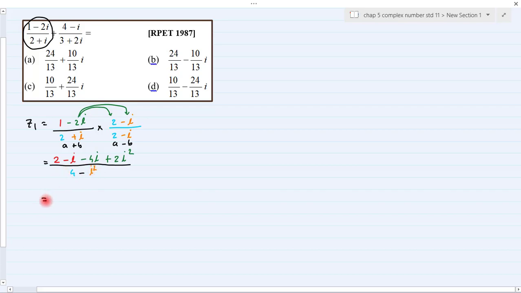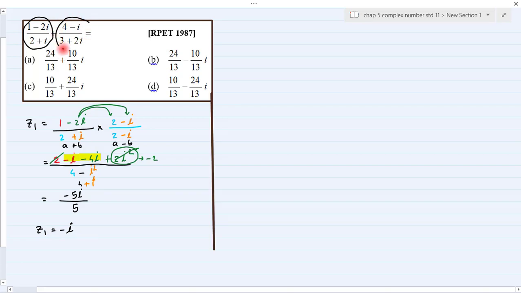Now let's substitute the value of i square and simplify. In the numerator, this 2i square will become minus 2. So we can say this 2 and minus 2 will cancel out, and minus i minus 4i will become minus 5i. Similarly, in the denominator, this i square will become minus 1, so we will get 4 plus 1, which will give us 5. So here, your z1 is nothing but minus i.